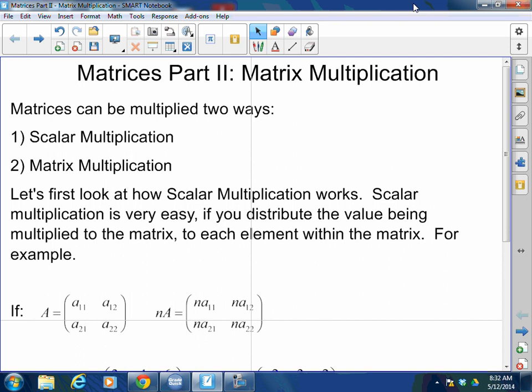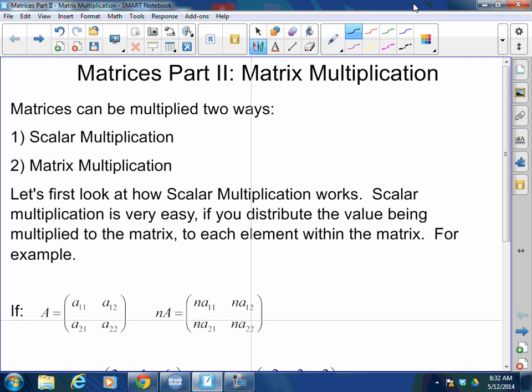Welcome back to Mr. Morrow's Algebra II class. Today we are going to continue with matrices, and in particular we're going to learn about matrix multiplication. There are two types of matrix multiplication. There's what's called scalar multiplication, and then just matrix multiplication.